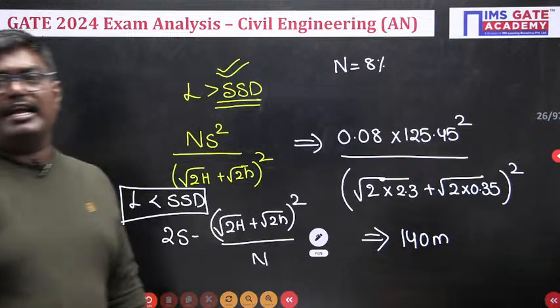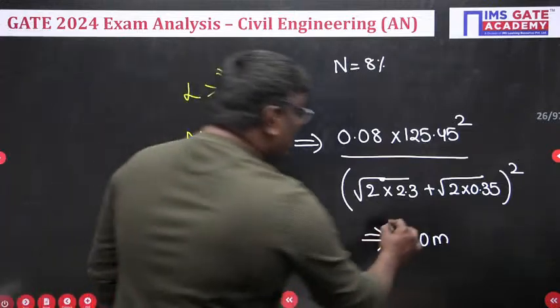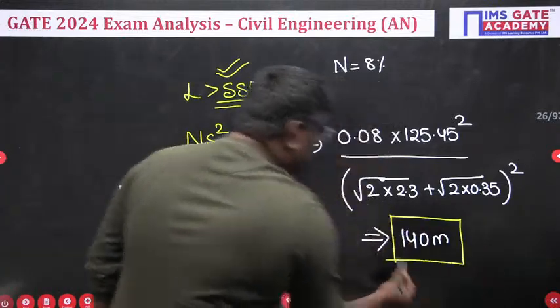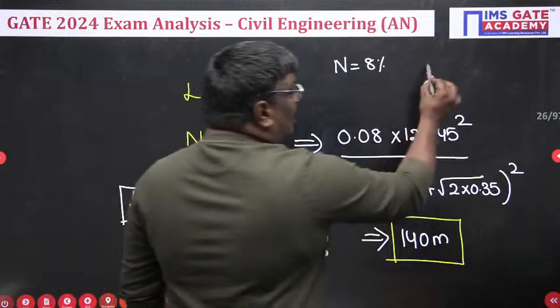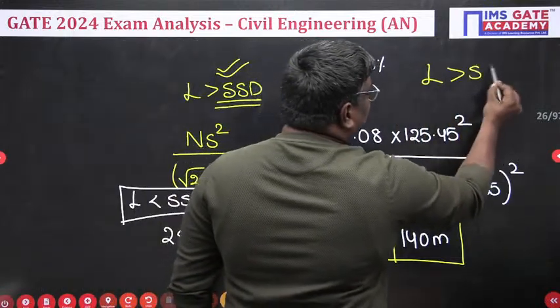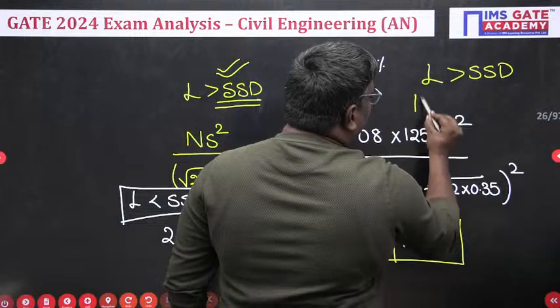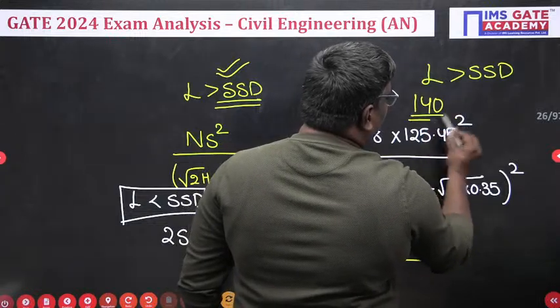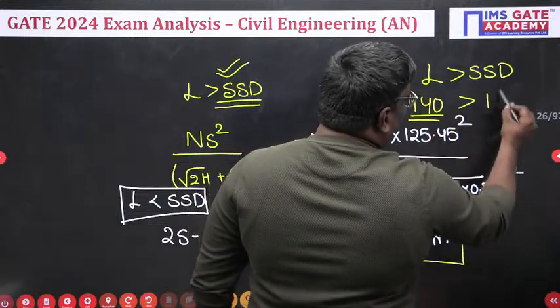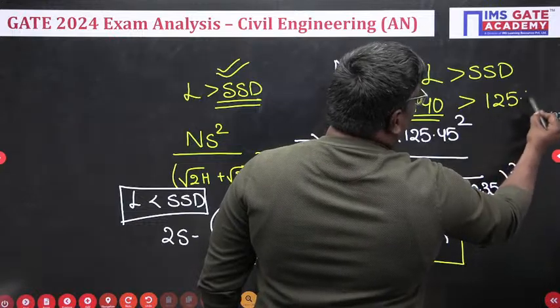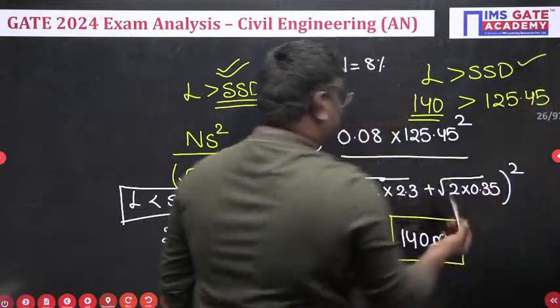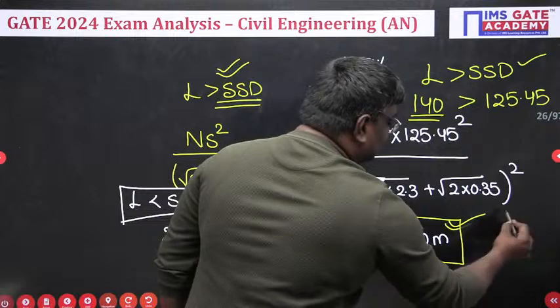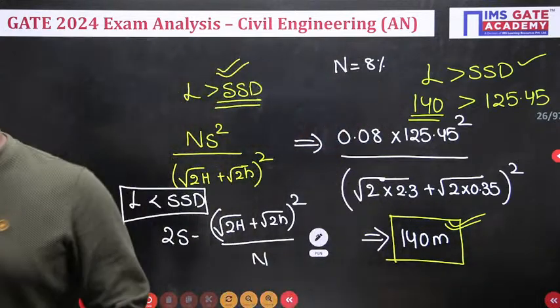How much value you will get, my dear students? You will get a value of 140 meter. Now, please understand here. Our assumption L is greater than SSD is correct. Why? Because we got L as 140 meter, and SSD we got as 125.45. So our first assumption itself is correct. So we can directly write the answer as 140. I hope this solution is clear for you.